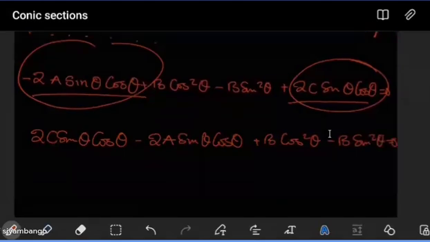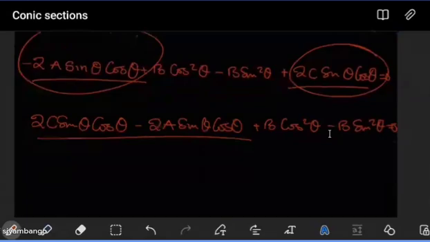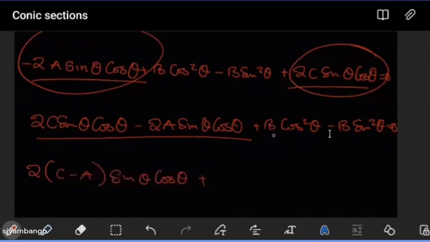From these two, you can actually observe that they have 2 in common, and then the only difference will be c minus a, because they also have sine theta and cos theta in common. And then these two also have that b in common. So you can also make that observation. Have you seen that? So if you observe that b here is common, you can write this as b times cos squared theta minus sine squared theta is equal to 0.